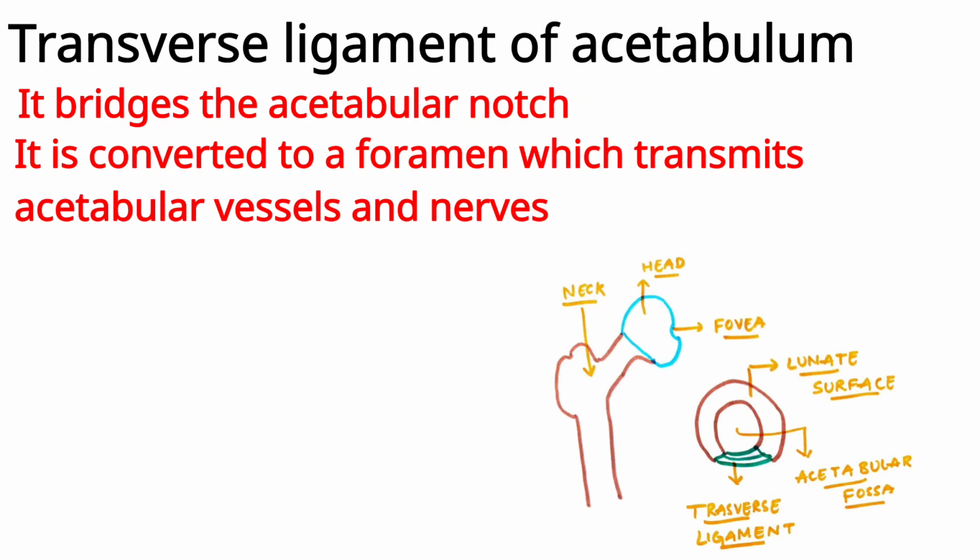So this transverse ligament of acetabulum is present between those two acetabular notches and it is attached to the acetabular notch. It basically forms a canal or foramen, which allows the passage of many acetabular vessels and nerves through it. So basically it bridges the two acetabular notches, forming a foramen-type structure, and through this foramen many acetabular nerves and vessels pass. Okay.